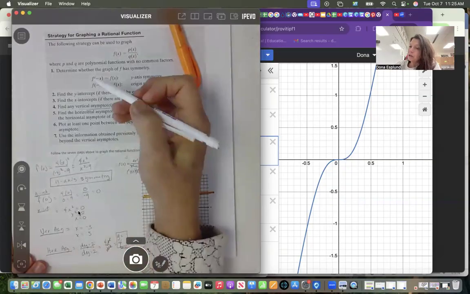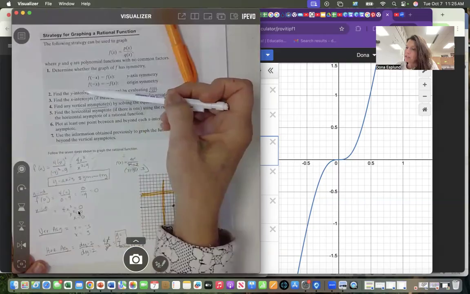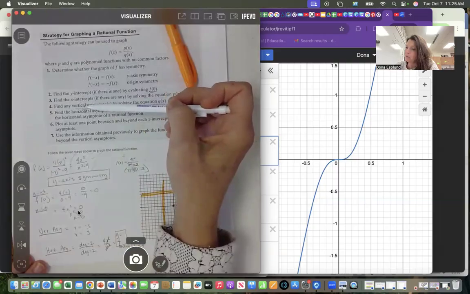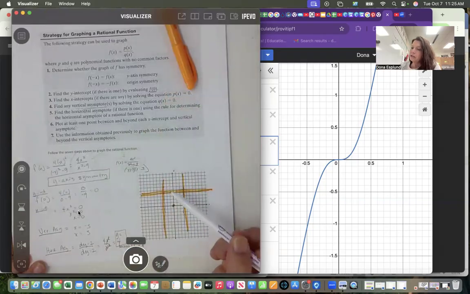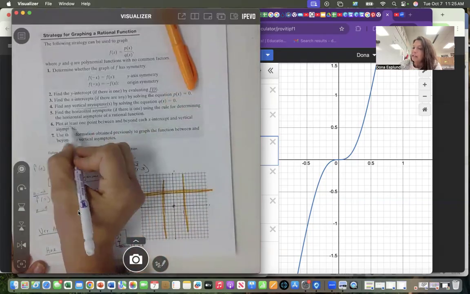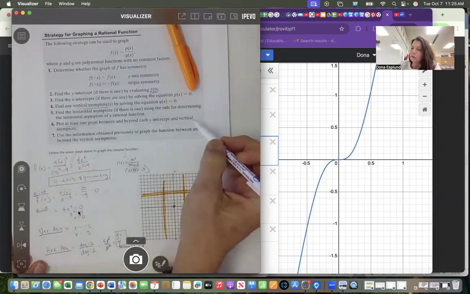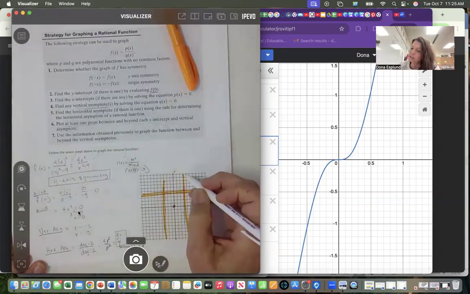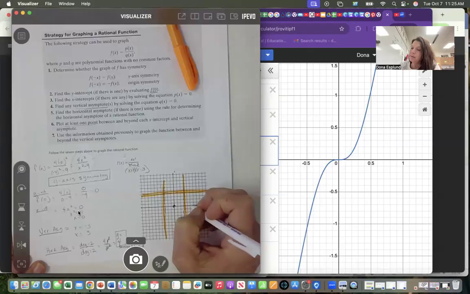So I have found on my list, I've got my symmetry, I've got my x-intercepts, my horizontal asymptote, vertical asymptote, and my horizontal asymptote. The next thing I need to kind of know is, and they said to plot at least one point that goes beyond the x in the vertical asymptote. In other words, this is going to be a vertical asymptote that's going to be at 3. So maybe I want to find out what happens maybe at 5.